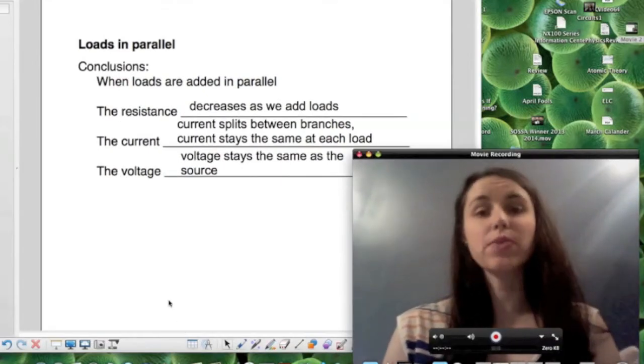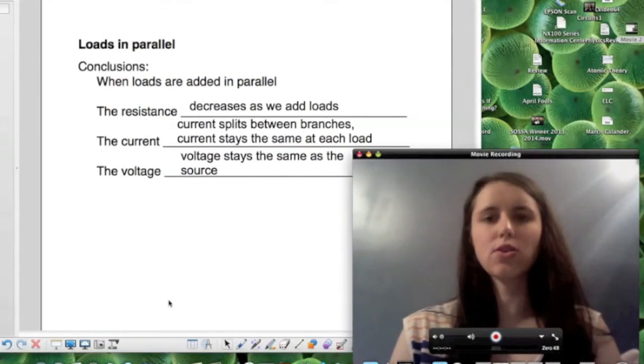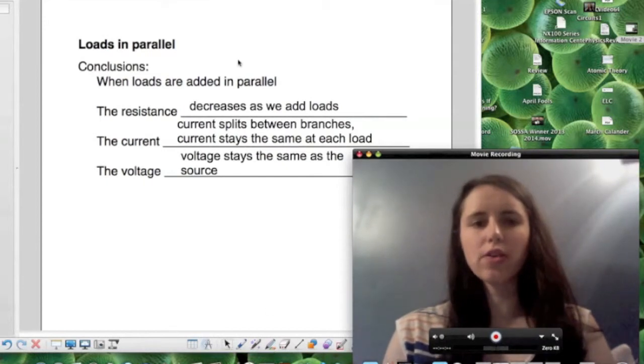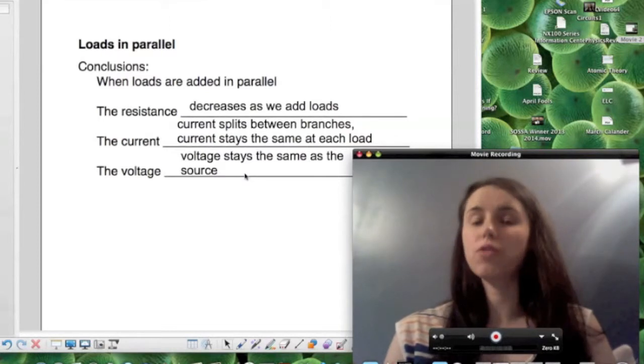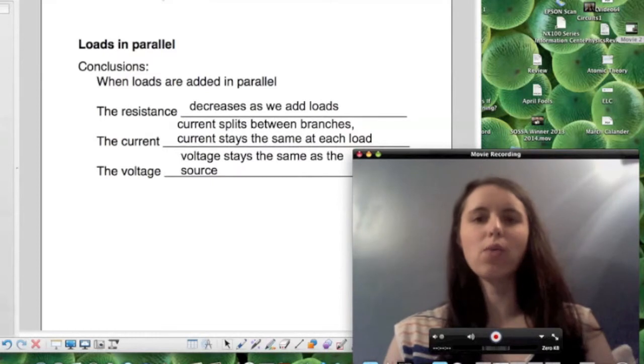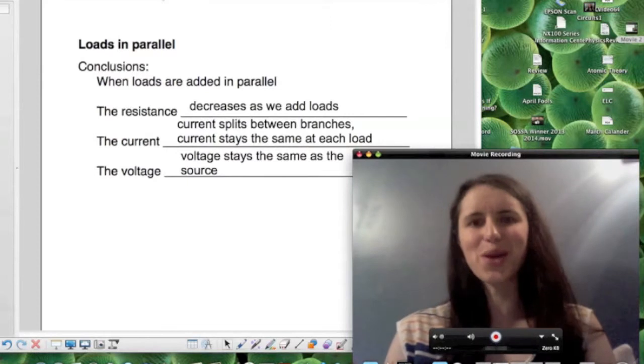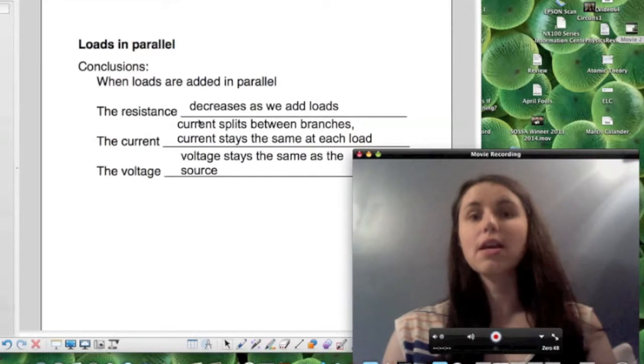All right, guys, so I just want to take a second to talk about things that you're going to need to know from this for the test, all right? So in general conclusions like this: the resistance decreases as we add loads in a parallel circuit. The current splits between branches in a parallel circuit. The voltage stays the same as the source in a parallel circuit. Statements like this, things you'll need to know for your test, same as series circuits, all right? Any of the calculations, 1 over RT equals 1 over R1 plus 1 over R2 plus 1 over R3, we don't need to know for the test, okay? So general conclusions, yes, you need to know for your test.